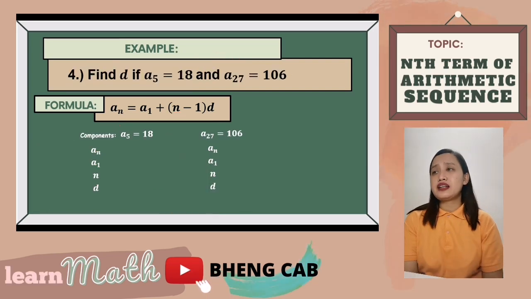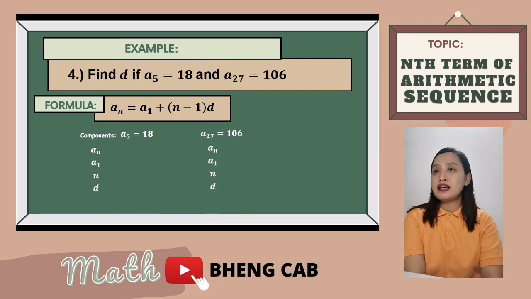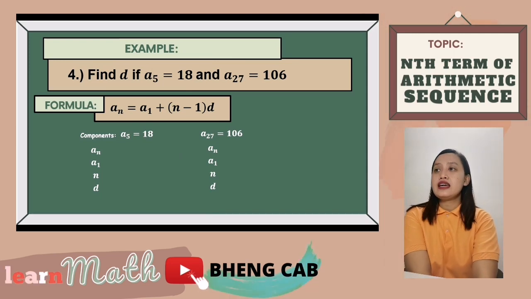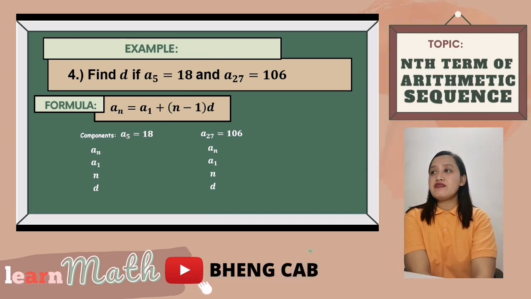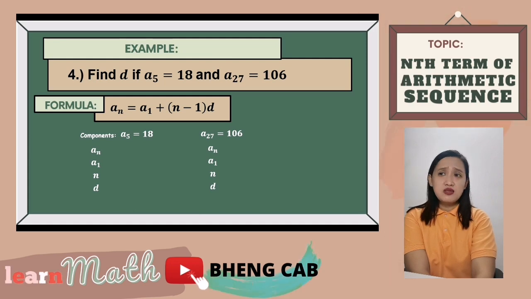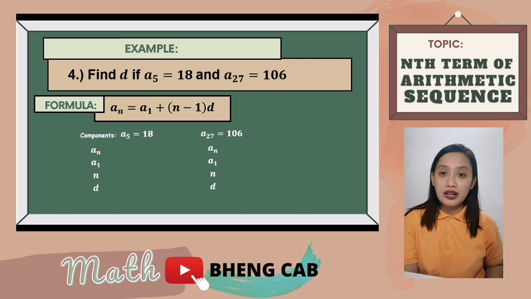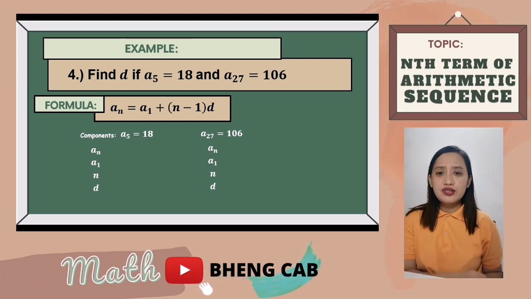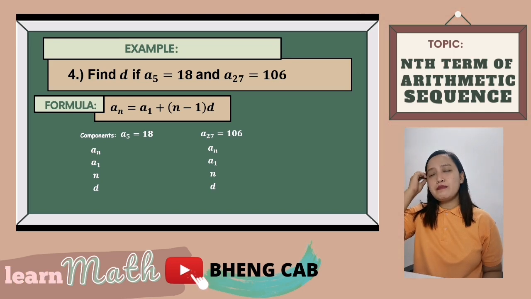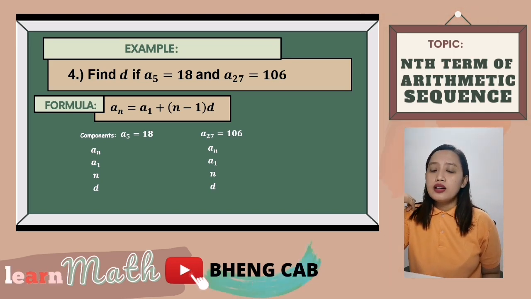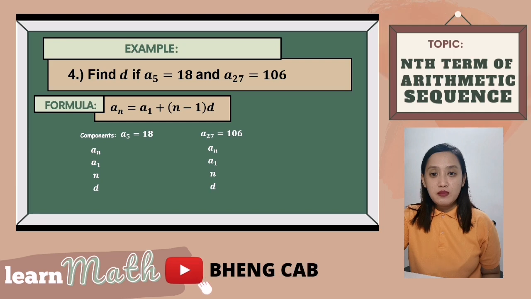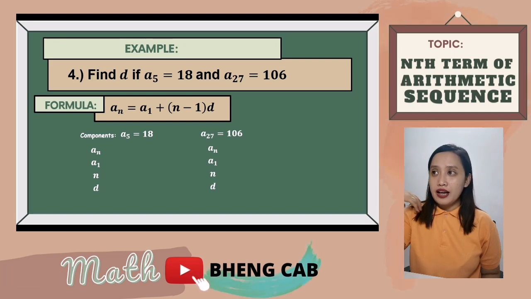Okay, so pang-apat na term natin, or pang-apat na given natin. Find the d, or common difference if a sub 5 is equal to 18 and a sub 27 is equal to 106. So, ganun pa rin. If you are to perform arithmetic sequence, lagi makakatulong yung formula ng arithmetic sequence. So, you really have to stick with that. Okay, so kapag may problemang katulad nito, ang gawin natin, hanapin natin yung mga components na meron tayo.